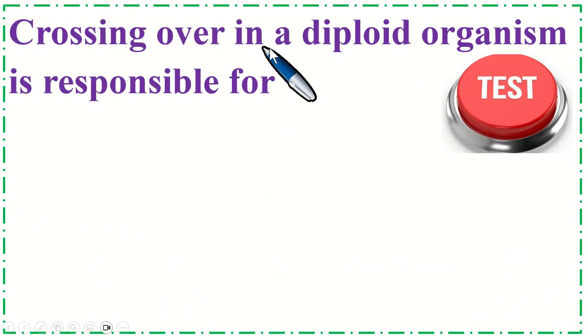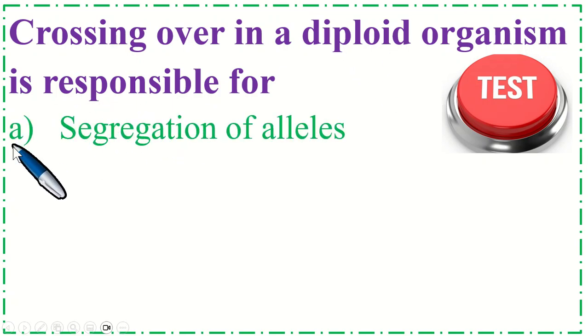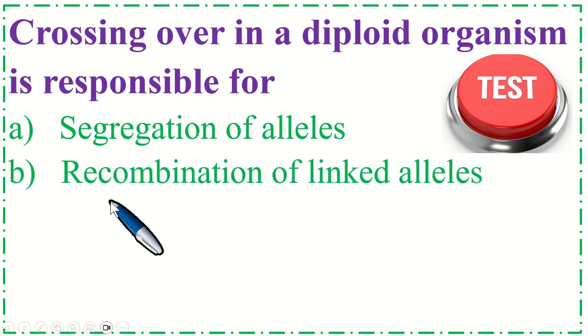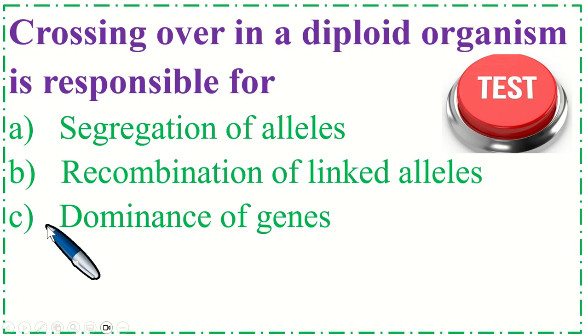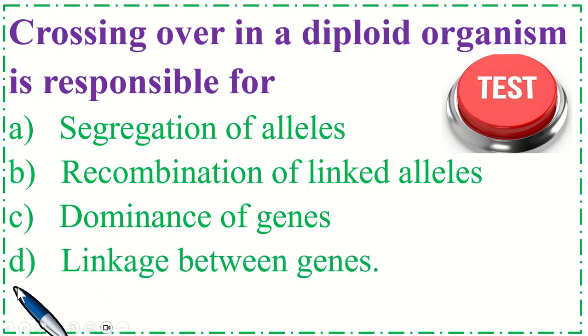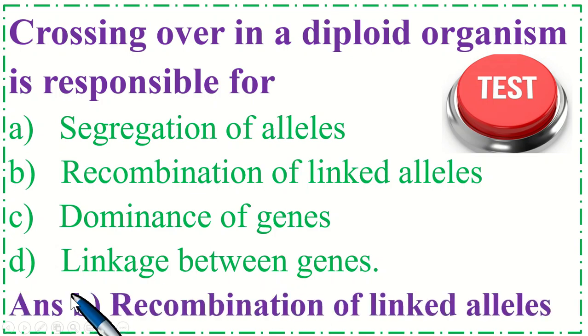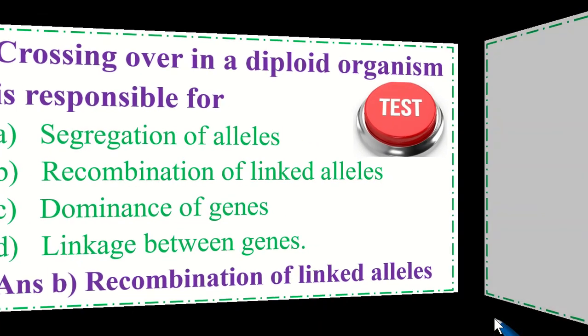Crossing over in a diploid organism is responsible for option A segregation of alleles, B recombination of linked alleles, option C dominance of genes, and option D linkage between genes. Correct option is B, recombination of linked alleles.